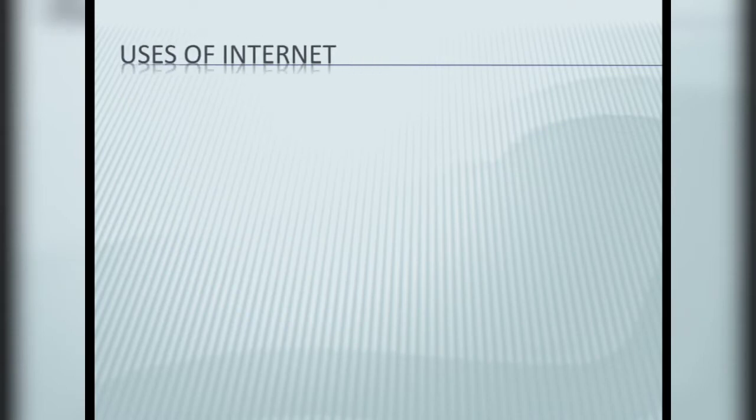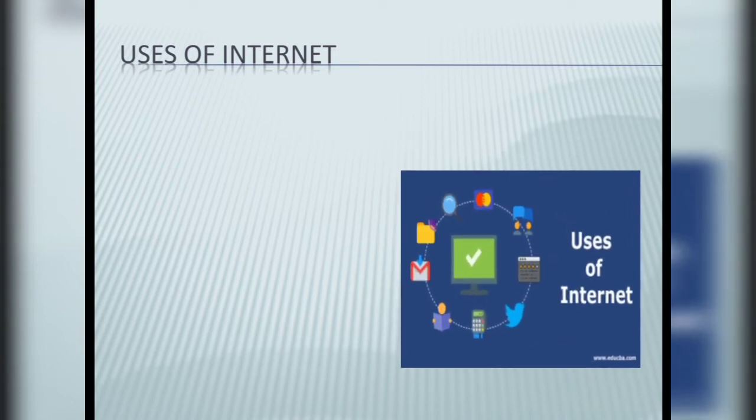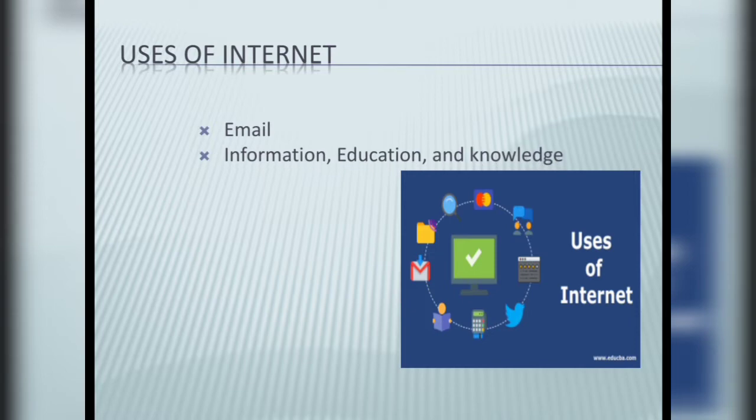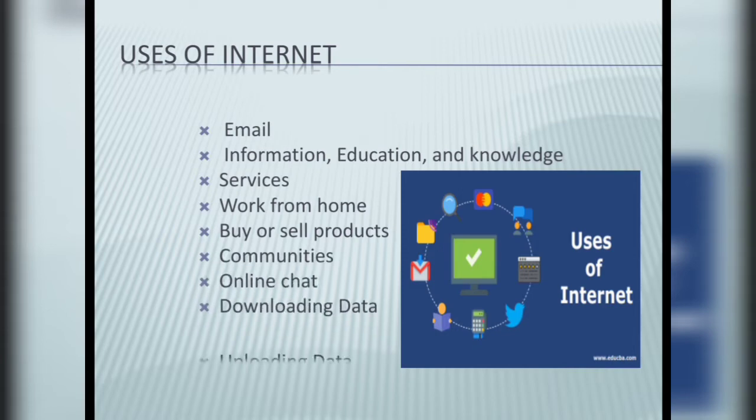Let's see some uses of internet. What are we using internet for? Email, information, education and knowledge, services, work from home, buy yourself products, communities, online chat, downloading data, uploading data, and online backup. So we'll see about some details, each one of them.